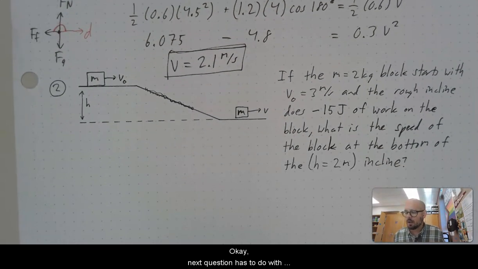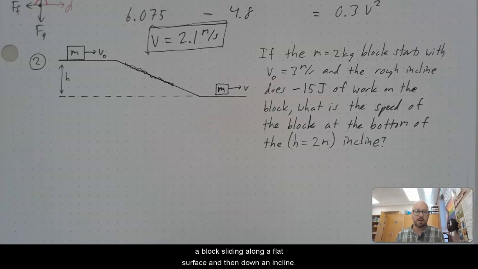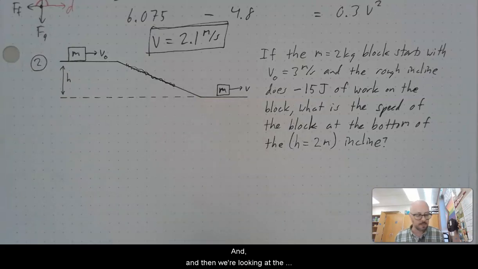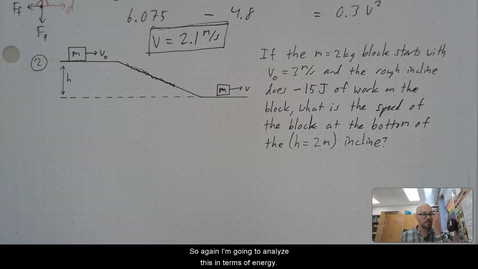Okay. Next question has to do with a block sliding along a flat surface and then down an incline, and then we're looking at the speed at the bottom of the incline. So again, I'm going to analyze this in terms of energy.